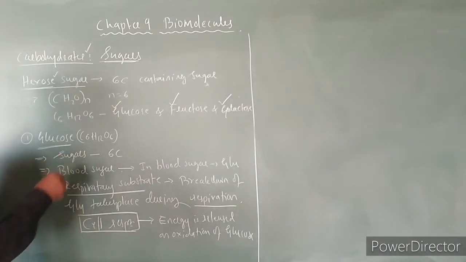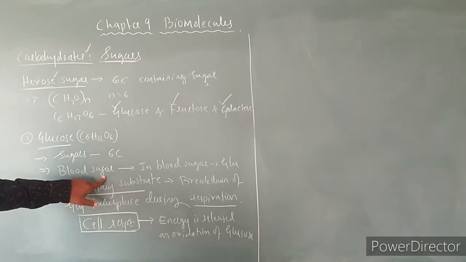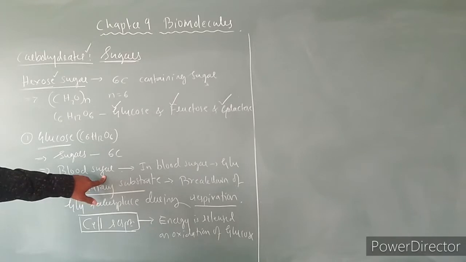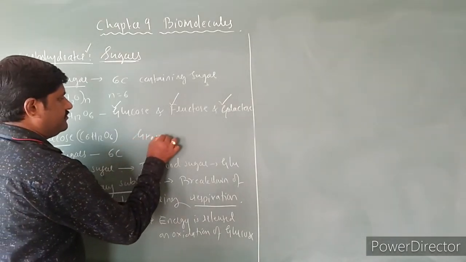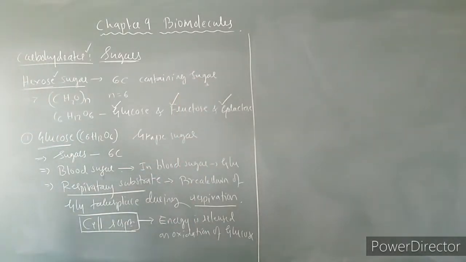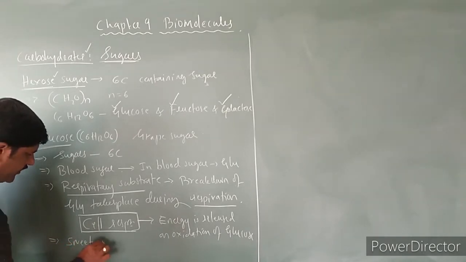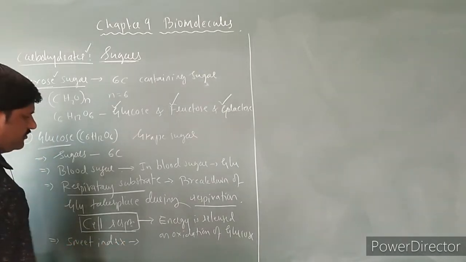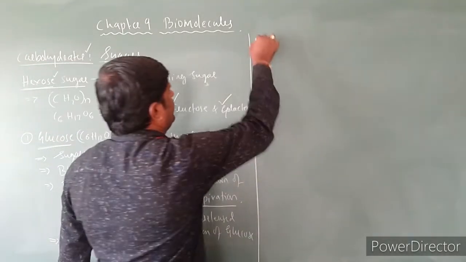This glucose is also known as blood sugar, as well as grape sugar, since it is present especially in grapes. And what is the sweet index of this one? The sweet index of glucose is about 70.